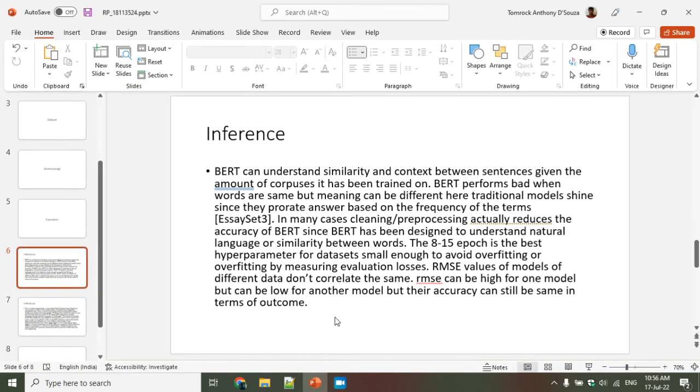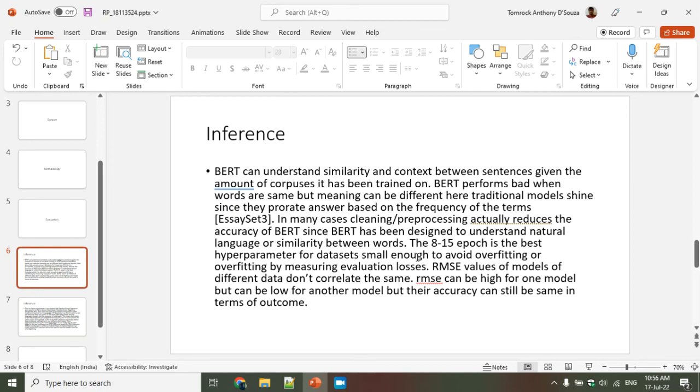Now let's move on to our inference. BERT can understand similarity. We've seen that BERT can understand similarity and context between sentences, given the amount of corpora it has been trained on. BERT performs badly, as you can see in the third data set, and I gave you the reason already. When we clean and process the data set, BERT actually gives a bad score, because it's not used to getting just keywords. It wants to read the whole sentence and the meaning of the sentence.